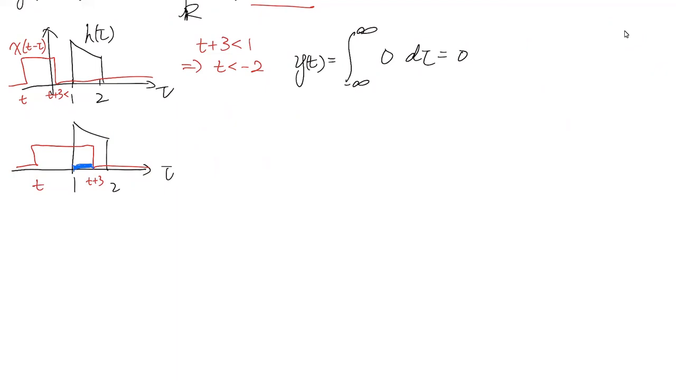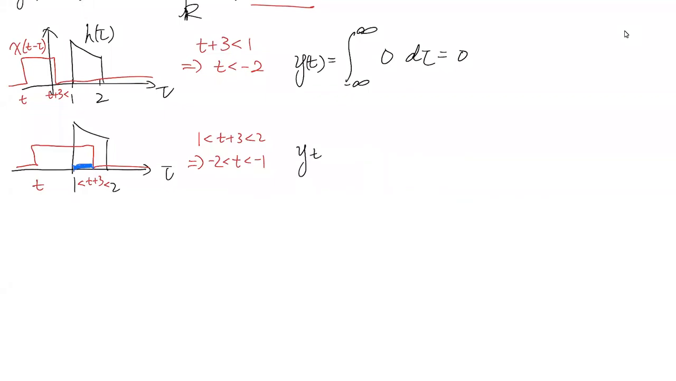So we can have the limits. Let's take a look. This t plus 3, at best, should not exceed 2, and at least it should be greater than or equal to 1. That will make the left part of this black function overlap with the right part of the red function. So we write 1 less than t plus 3 less than 2. Now we have t must be less than -1 and greater than -2. So this is another interval.